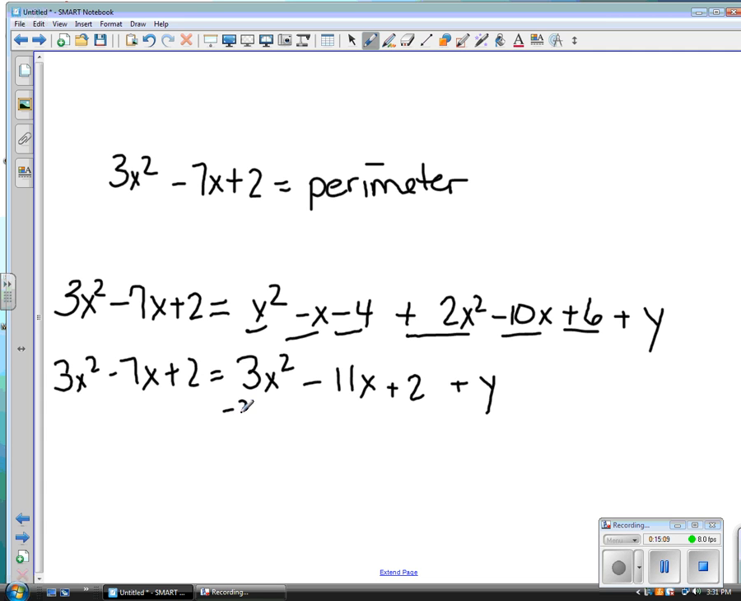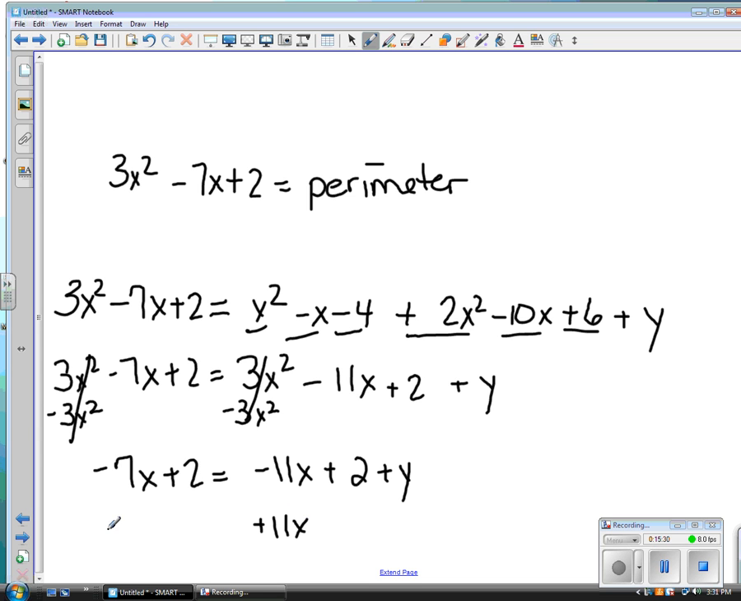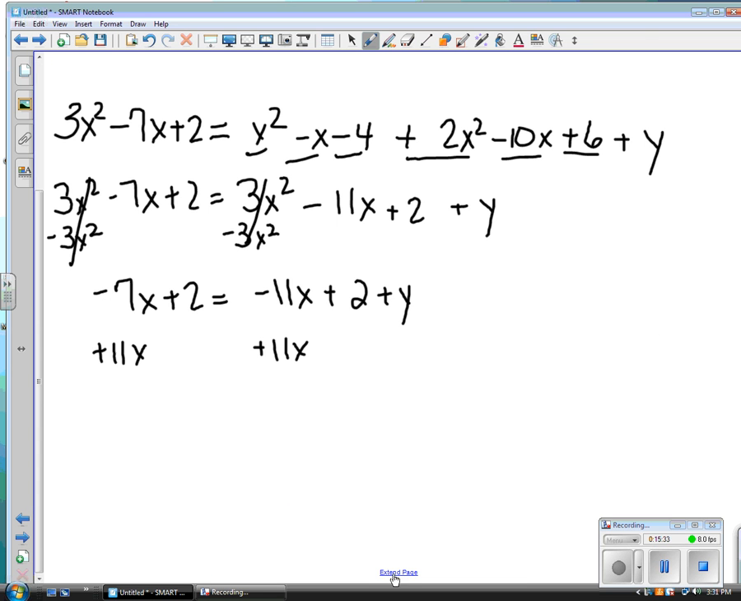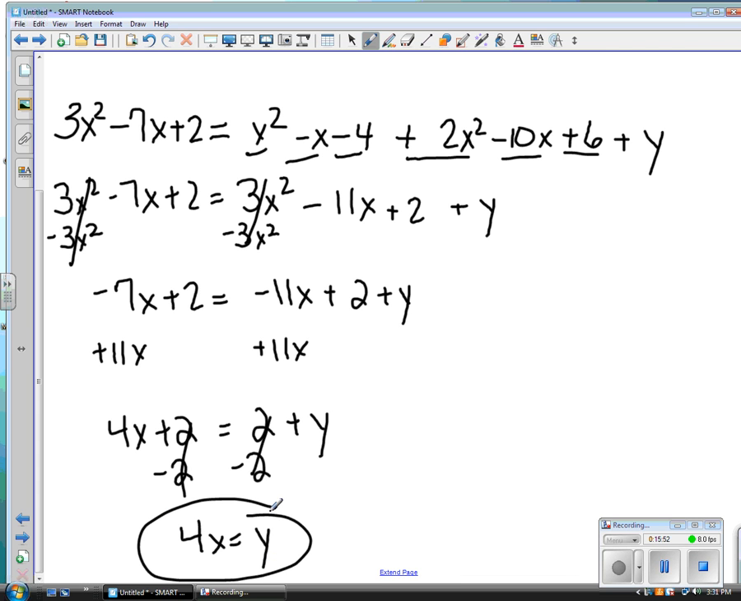Well, if I get these on the same side, I'm going to subtract 3x squared. So what happens here is those eliminate each other. So I'm left with this. Because I'm wanting to find out what y is, I want to isolate y. So let's get rid of this 11x. So this now gives me 4x plus 2 is equal to 2 plus y. I get rid of this 2. Again, I'm isolating for y. That eliminates both sides. So the missing side of the triangle would be 4x.